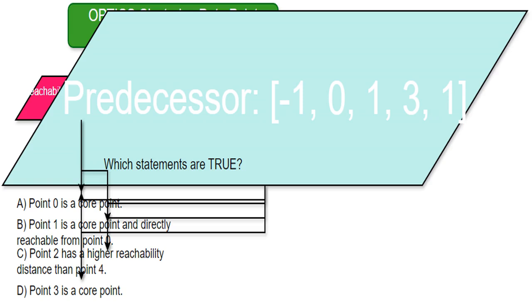This array shows the predecessor of each point in the OPTICS algorithm. A value of -1 means the point is a starting point. For example, point 0 is the first point considered, -1. Other values indicate that point was reached from the indicated predecessor. For example, point 1's predecessor is point 0, showing direct connectivity.